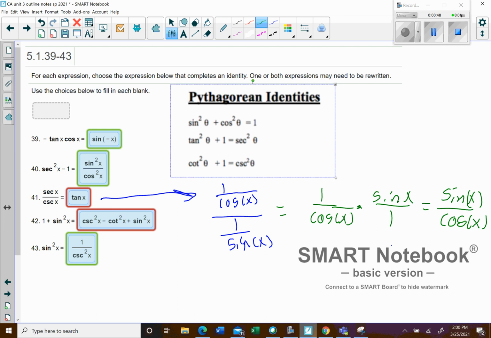And then on 42, that one was kind of tricky, but it's kind of weird. These are pretty random, but so we have 1 plus sine squared of x. And so you still have sine squared of x. So somehow, there's a lot of ways to manipulate 1, and they apparently turned it into the cosecant squared minus cotangent squared, and they got that from this identity right here. And so you can see that if you were to subtract cotangent squared from both sides, you'd have that 1 is equal to the cosecant squared minus cotangent squared. So that's how they did that.